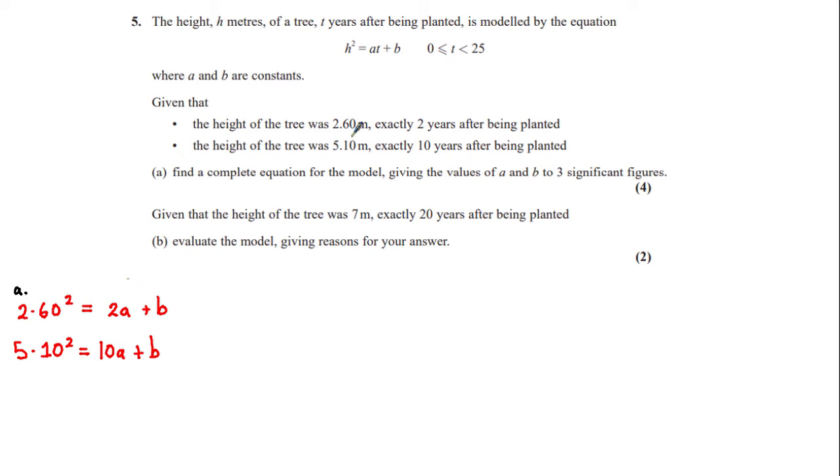Okay, so substituting these values into the equation gives us the following: 2.60 squared is equal to 2a plus b, and 5.10 squared is equal to 10a plus b. Evaluating the left hand side of both equations, for the first one we get 2.60 squared is equal to 6.76, so we get 6.76 is equal to 2a plus b, which we can just call equation 1. And for the next equation, we have 5.10 squared is equal to 26.01, so this is equal to 10a plus b, which we can call equation 2.